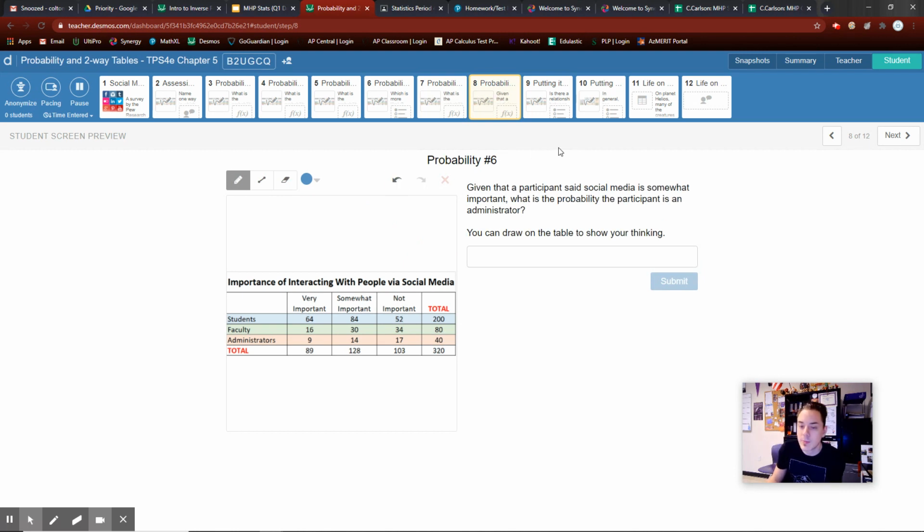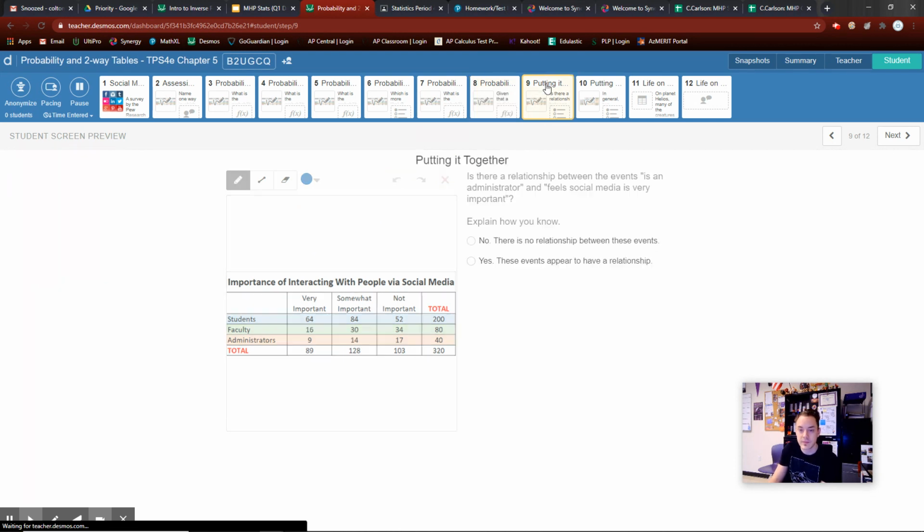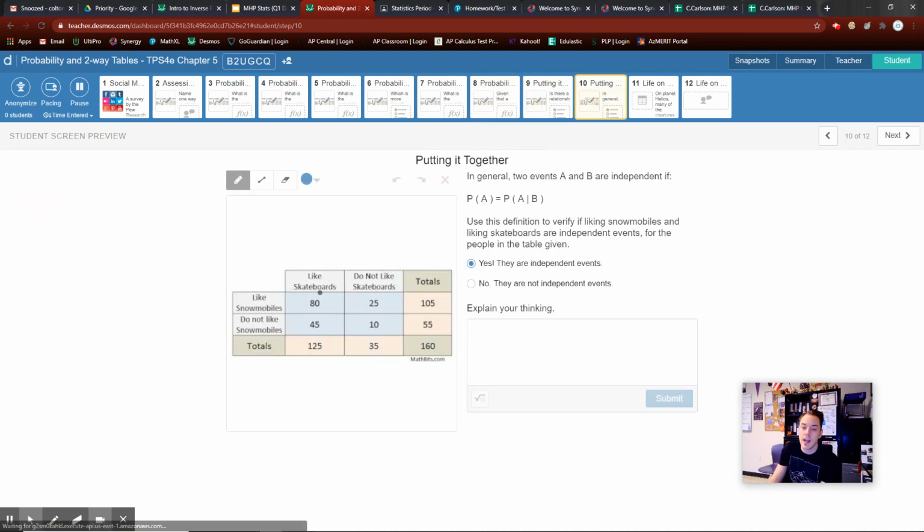And then, given that the participant said that the social media is somewhat important, what is the probability that the participant is an administrator? So it's an overlap, it's a conditional. So overlap of somewhat important and administrator, so this is 14, all over the condition, which is that they think that social media is somewhat important, so that's all over the condition 128. Okay, and you can reduce that down however you need to do that. Each one's probably divisible by at least 2, maybe 7. Okay, and then just put it all together and then finish up.